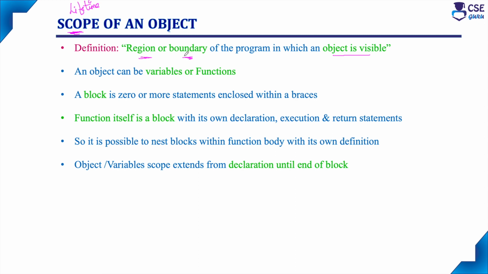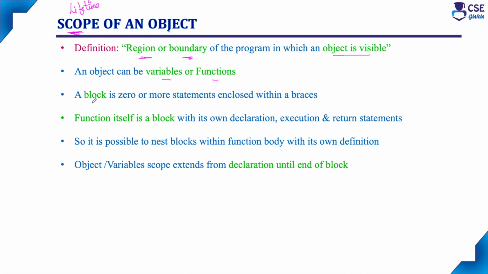This region or boundary will be decided by its declaration, that is, the object declaration. The particular object is visible only within the particular region or boundary. Outside the region, it will be invisible. The visibility is decided by the declaration of an object. That is nothing but the scope of an object. Here, an object may be a variable or a function. Already we know any variable or user-defined function, if you want to use it in a program, should be declared first. And this declaration will restrict the scope of an object.